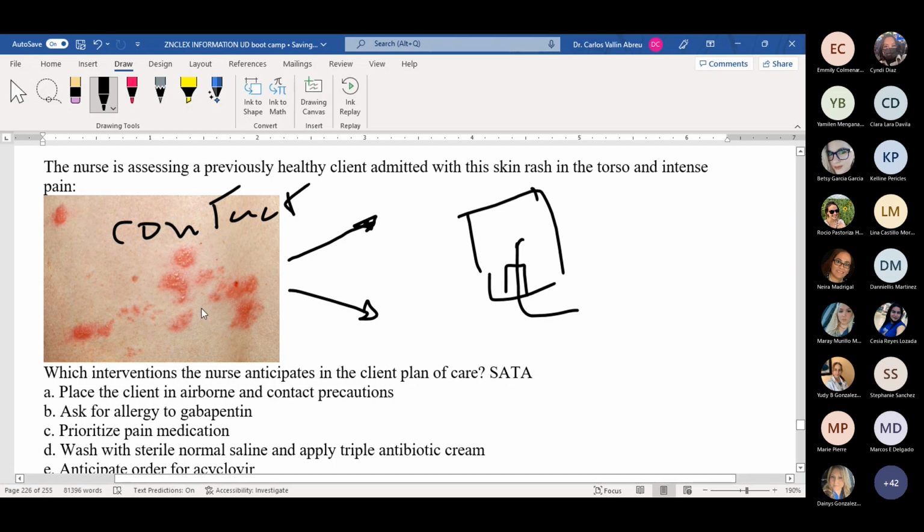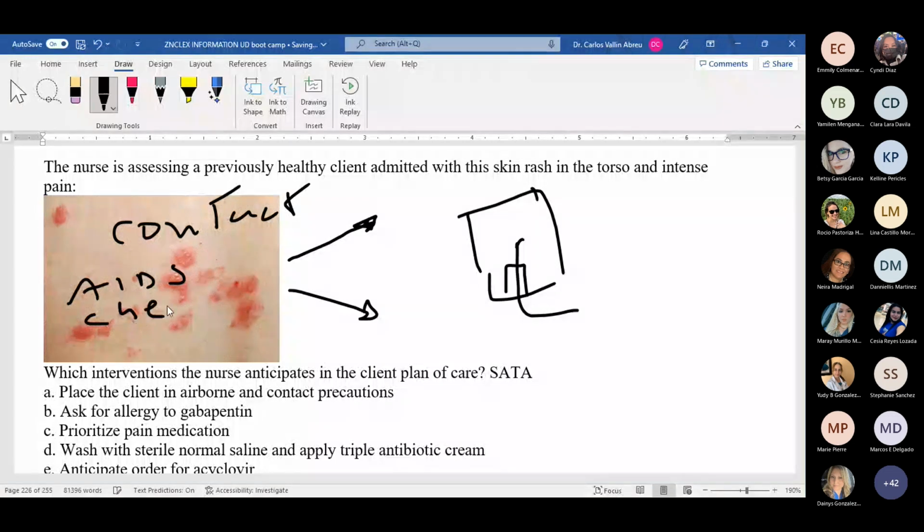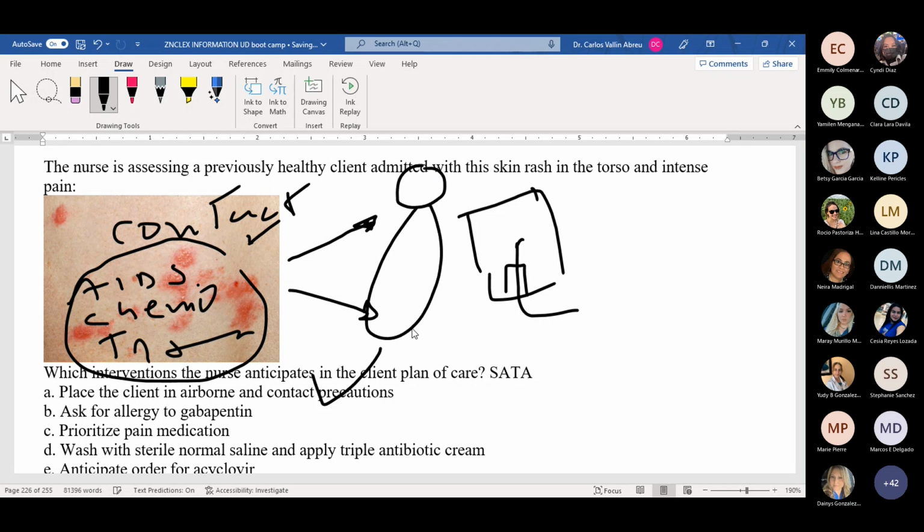Contact precaution. But in severely immunosuppressed clients, like for example AIDS, clients in chemo, or a client with transplants receiving immunosuppressors, these localized shingles can generalize, can disseminate all over the body. You understand? So now the client is going to have lesions all over the body.